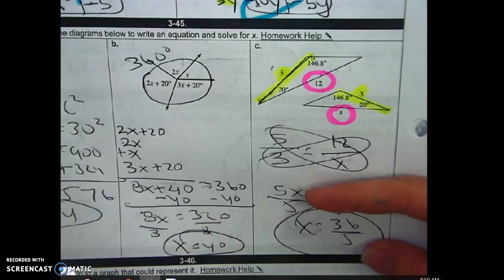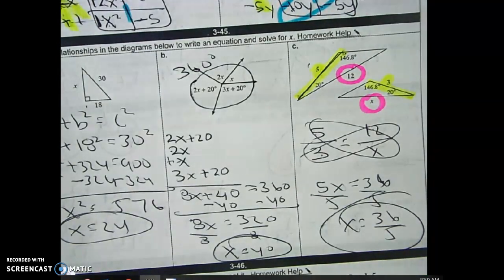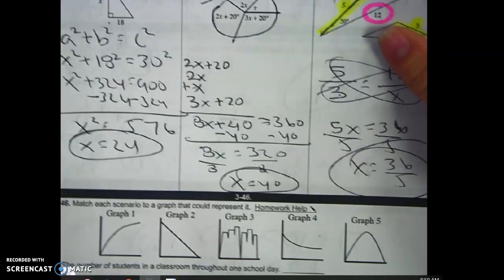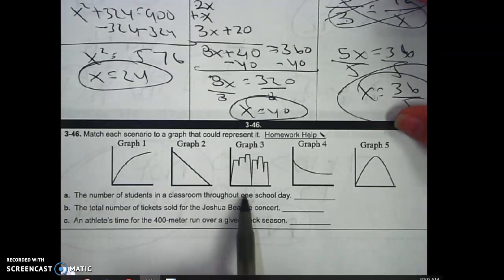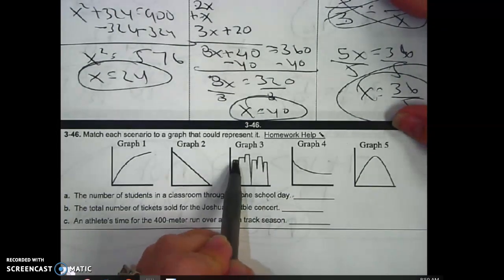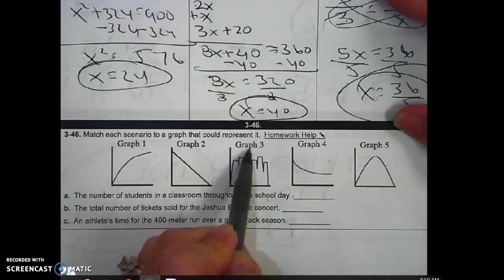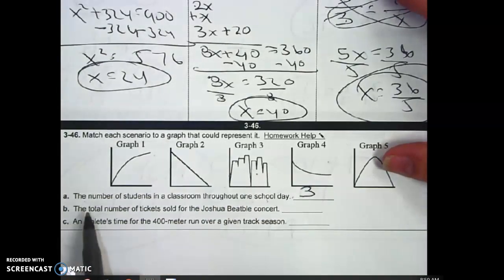Okay. All right, the last one, we've got to figure out which graph matches which situation. The number of students in a classroom throughout one school day. So I feel like it's great. Sometimes I have a small class, sometimes I have a big class. So it feels like that's 3.